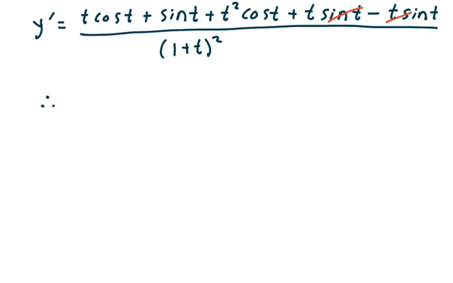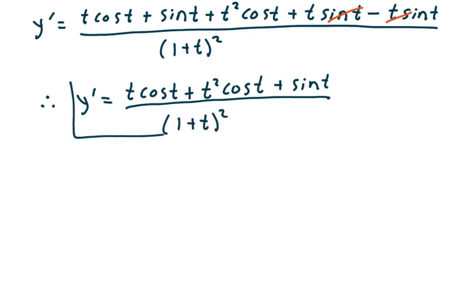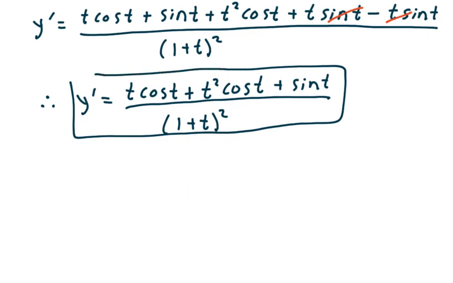And therefore, we have the following. Y prime is t cosine t plus t squared cosine t plus sine t, divided by 1 plus t to the second. That's number 19.